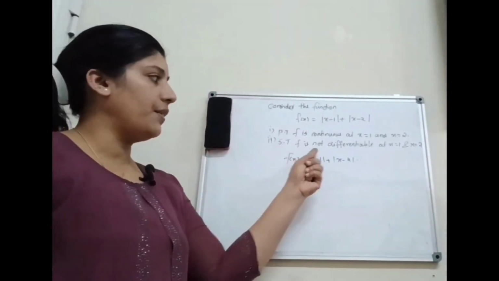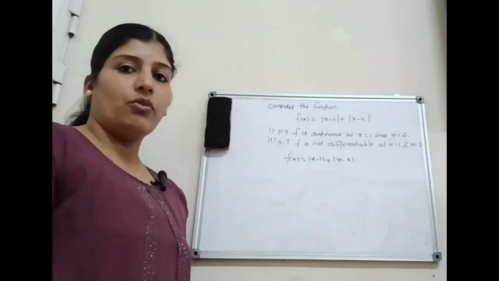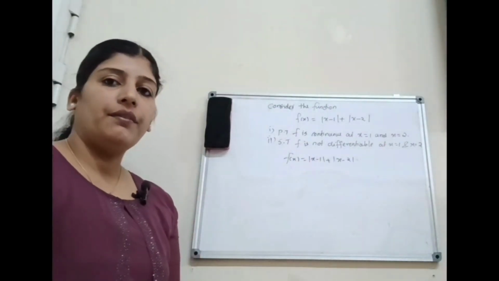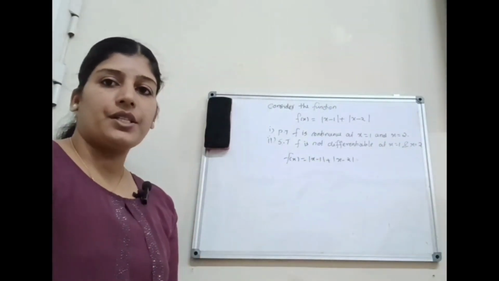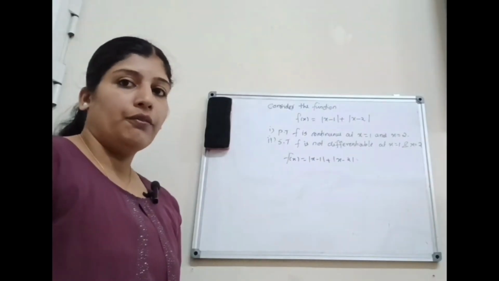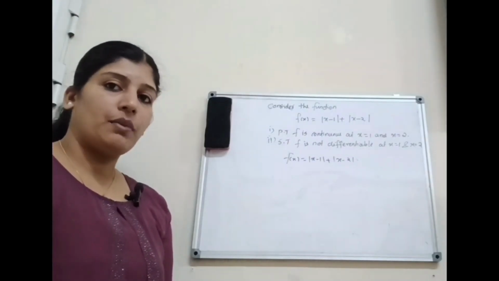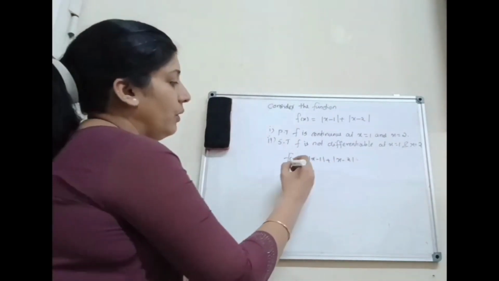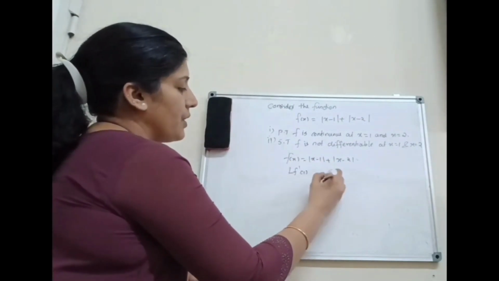Next question, show that f is not differentiable at x equal to 1 and x equal to 2. Here first we have to show f is not differentiable at x equal to 1. That's why first we have to find the left hand derivative of the function f at x equal to 1 and the right hand derivative at x equal to 1. If both are equal, then we can say the function is differentiable at x equal to 1. Now here f of x equal to mod x minus 1 plus mod x minus 2. First we find the left hand derivative of the function at x equal to 1.